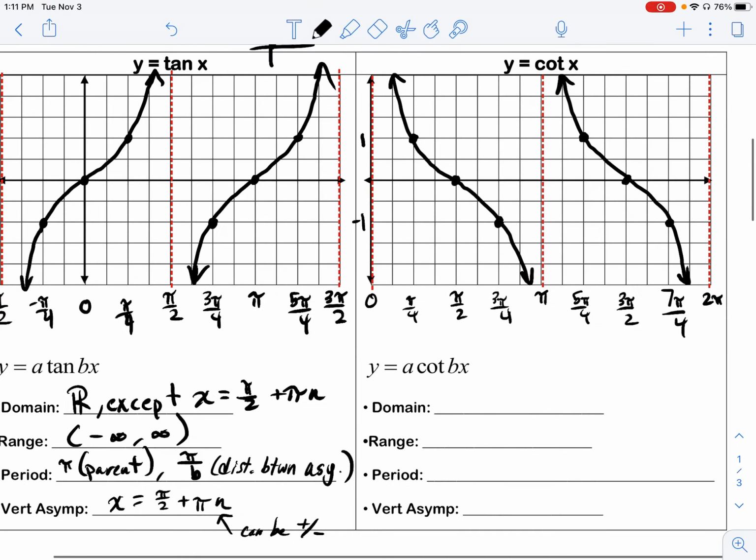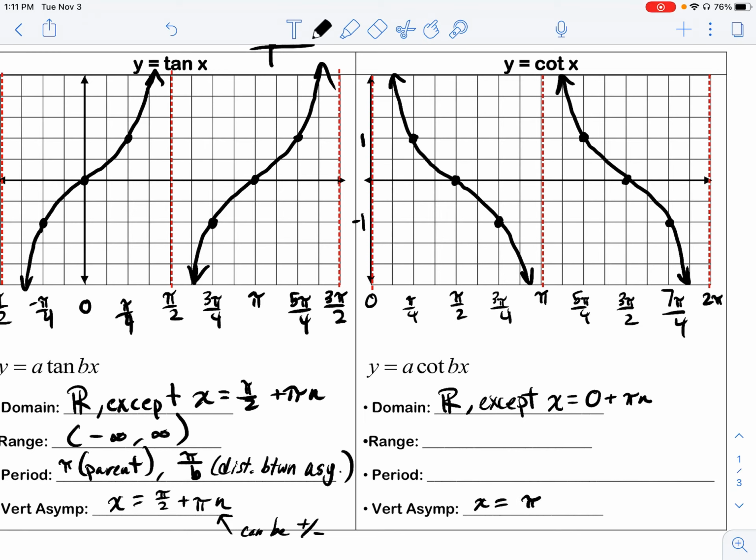So looking at our cotangent graph, let's fill out what we know. Our domain is going to be all real numbers except where we have a vertical asymptote. So how do we express the equation for a vertical asymptote? It's going to occur at 0 and pi radians apart. So I'm going to write 0 plus pi n. If you wanted to just write x is equal to pi n, that's totally fine. It works. So in fact, I'll just even write that pi n down here. Okay, so every pi radians apart is where our vertical asymptotes are going to be.